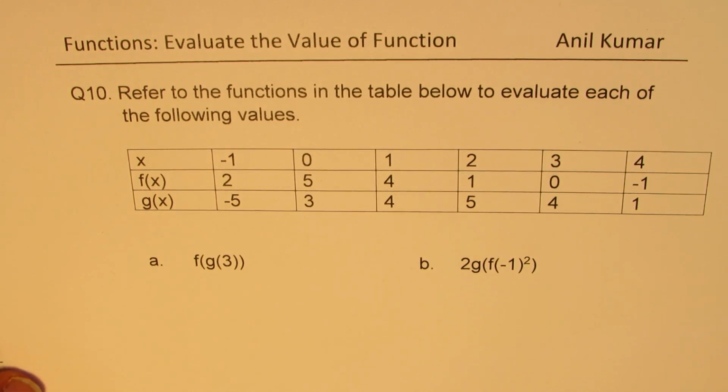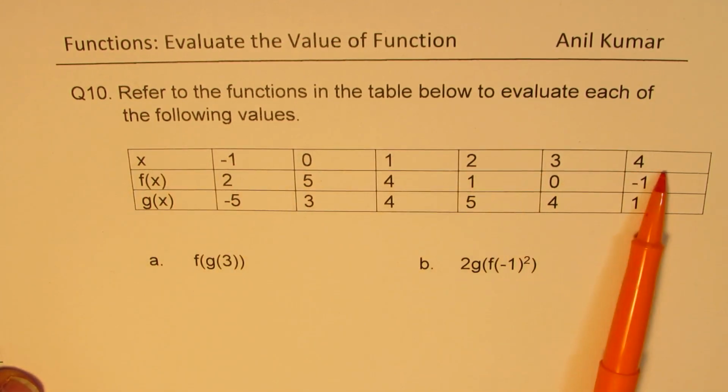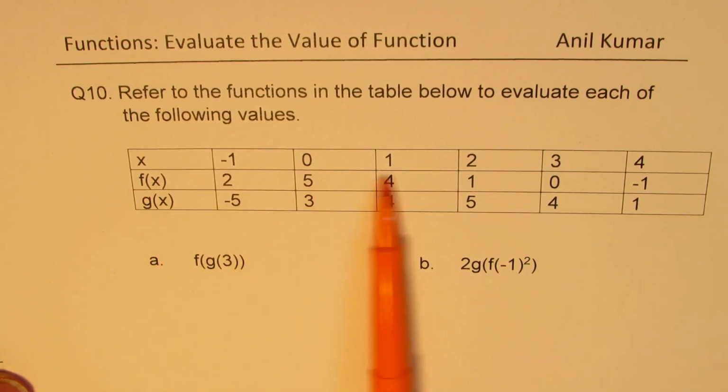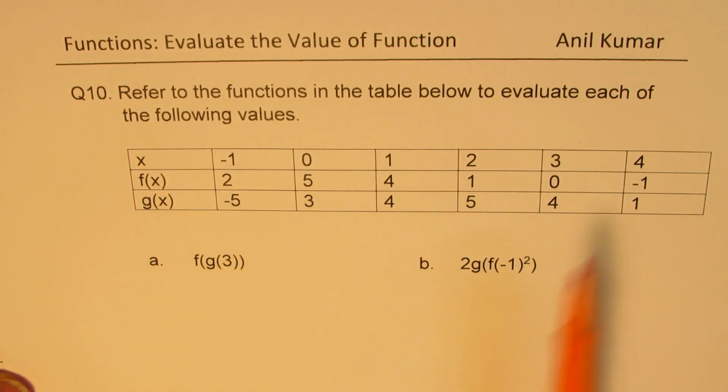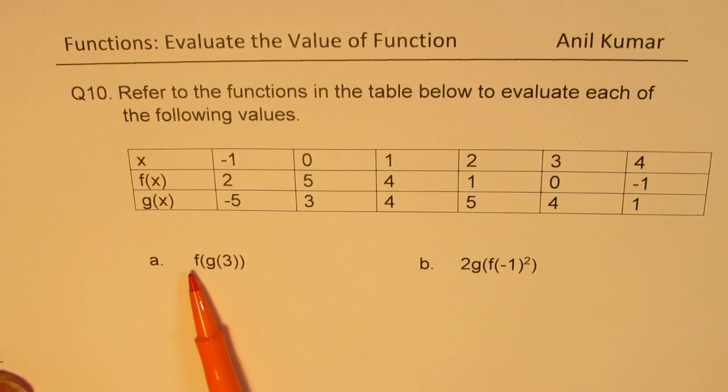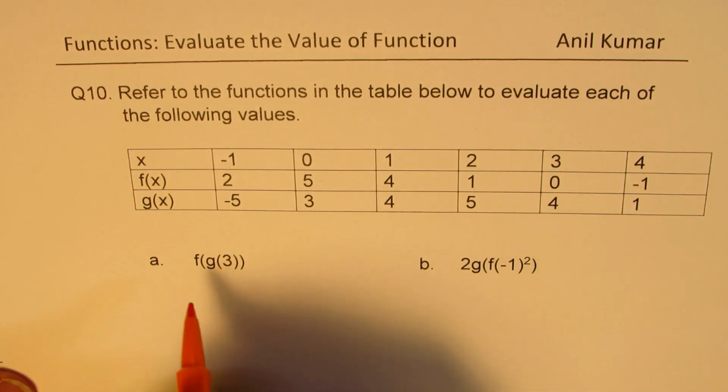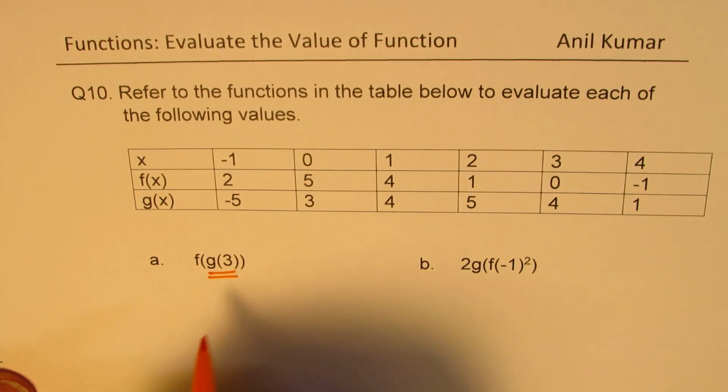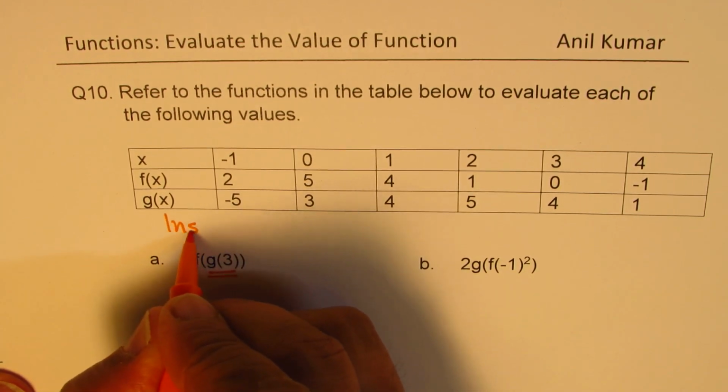Let's answer. We are given x values, the inputs, f of x, one function, and g of x, another function. We need to find out what is f of g of 3. When we say g of 3, we do the inside function first. So start with inside out.